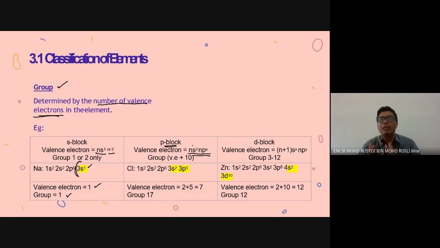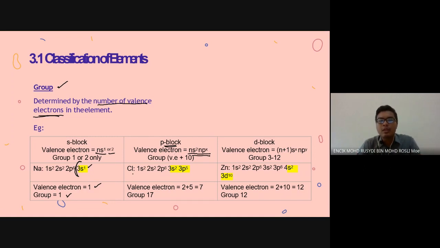Okay, why the number 10? Okay, because the D block has expanded the periodic table by 10 groups. So that's why for the P block we have to add 10. So add 10 to its valence electrons.